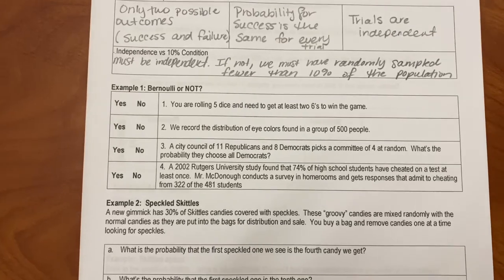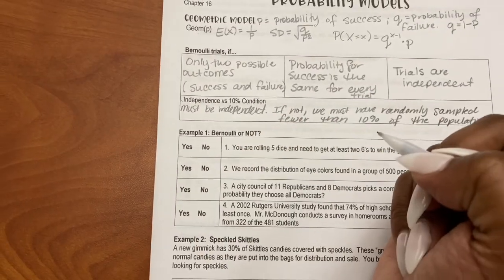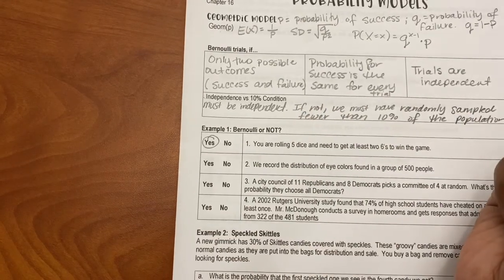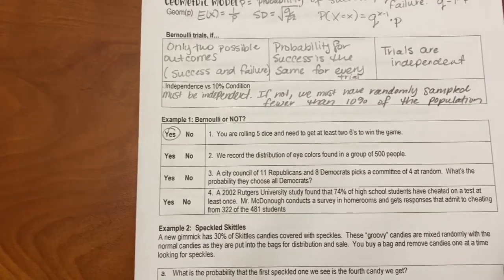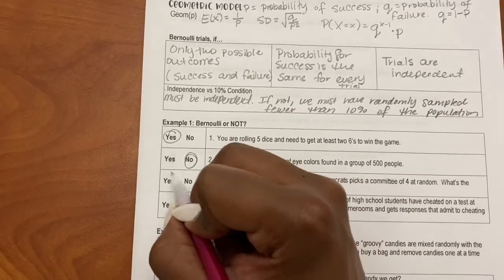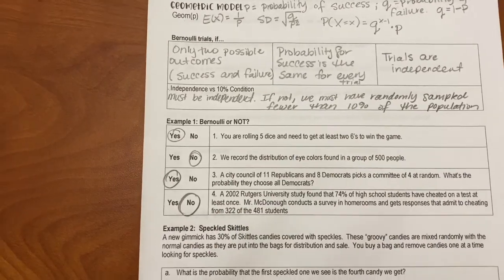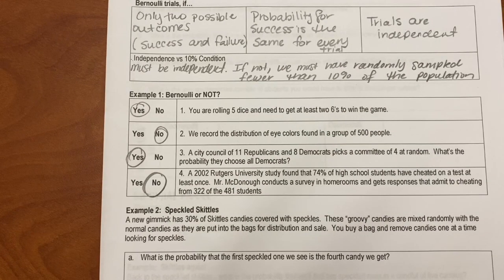You didn't pause it. Okay, so the first one would be yes, because you either roll a 6 or you don't. Now with the second scenario, it's no, because there aren't only two possible outcomes. The third one would be a yes, because we're talking about either a Democrat or a Republican. And then the fourth one is actually no, because we surveyed more than 10% of the population. Okay, so if you have any questions, make sure you write them down in your notes and we will continue.